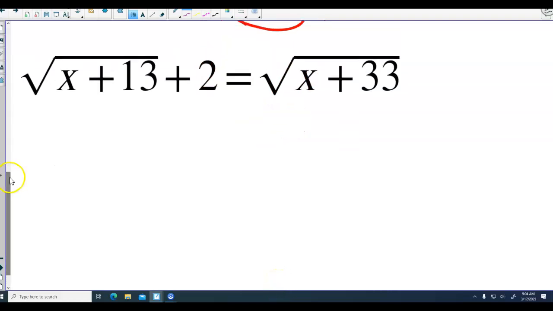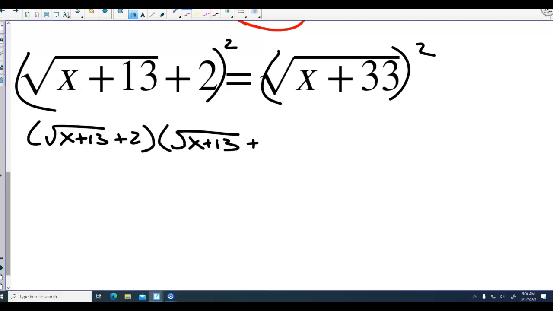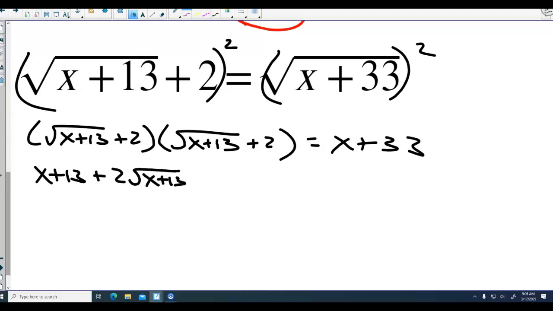All right, so we're squaring both sides. Square root of x plus 13 plus 2 times the square root of x plus 13 plus 2. Equals, well, just x plus 33 when you square that side. So here, we're going to get x plus 13, because square root of x plus 13 times square root of x plus 13 is x plus 13, plus 2 times the square root of x plus 13, 2 times the square root of x plus 13 under the radical, and then 2 times 2 is 4.